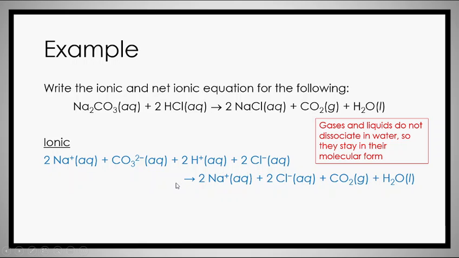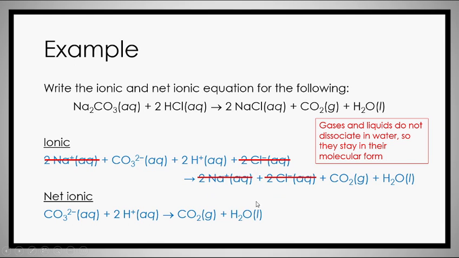So in order to go from our complete ionic equation into our net ionic equation, let's get rid of these guys that didn't do anything. And so the end result here, the net reaction is going to be CO3 2 minus plus 2H plus to produce our CO2 gas plus H2O liquid.